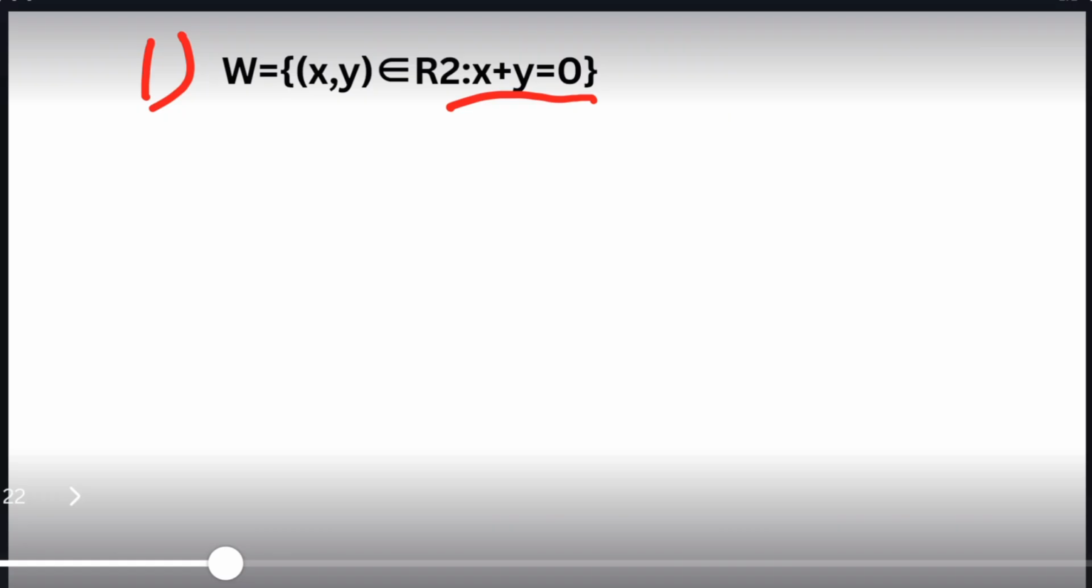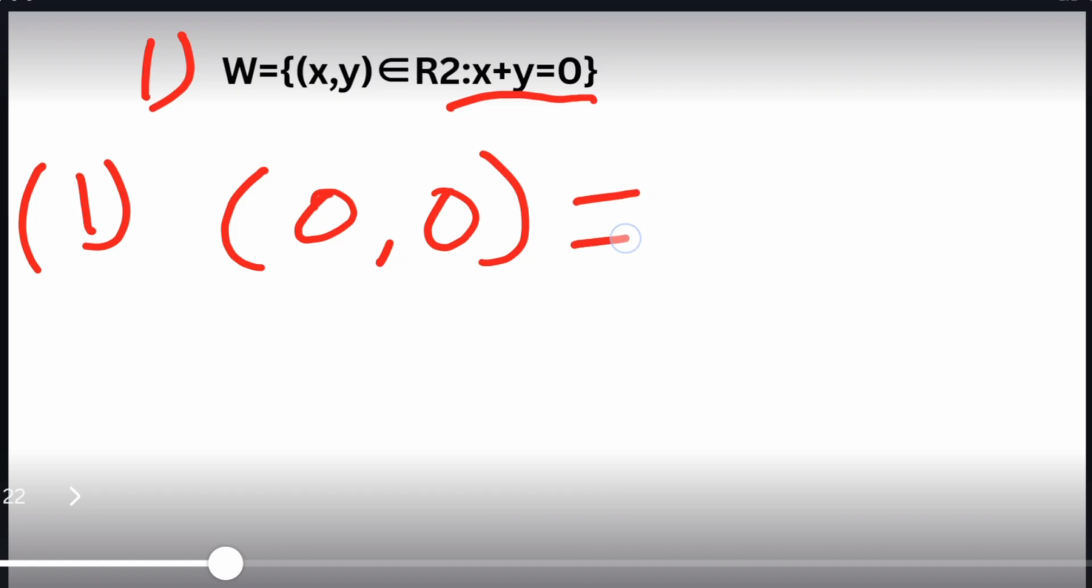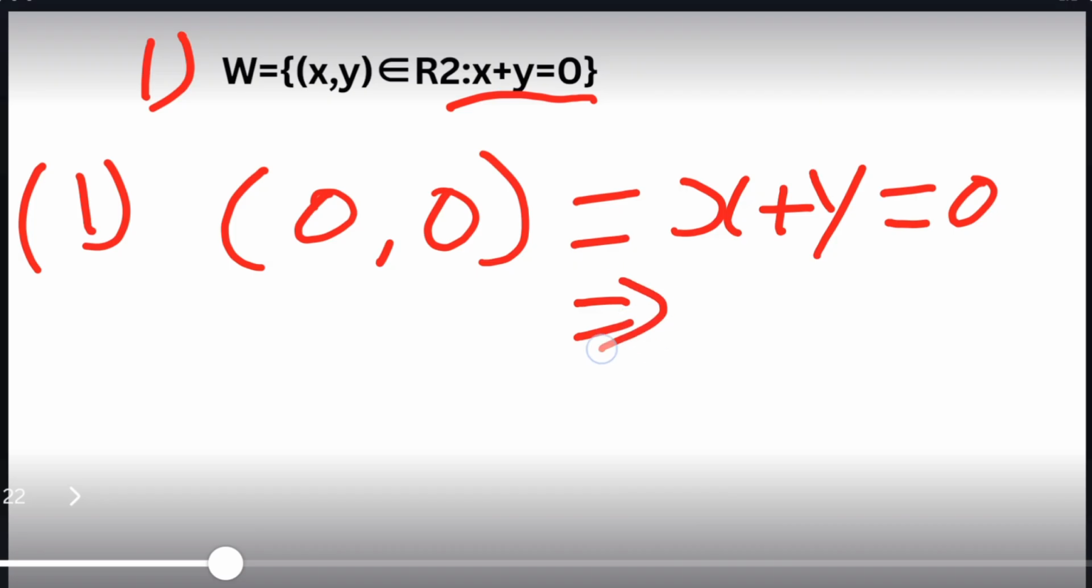First I will check whether it satisfies the zero vector or not. First one satisfied. Consider 0, 0. What is the condition? x plus y equal to 0 means 0 plus 0 equal to 0. So the first one is satisfied.